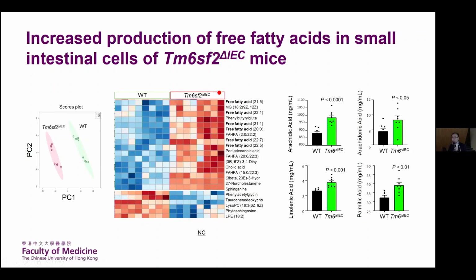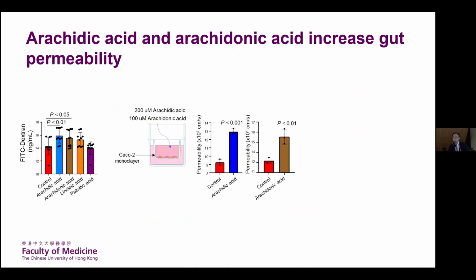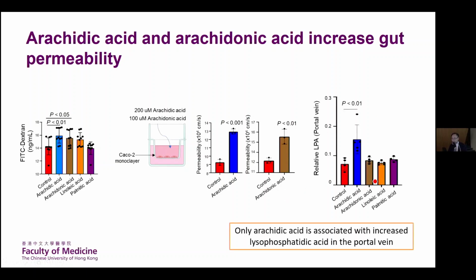So this time we performed a lipidomic analysis to look at the changes. We identified several free fatty acids that are particularly upregulated, and the most dominant one is actually arachidic acid. Arachidic acid and arachidonic acid in isolation, when added to our transwell experiment, would increase gut permeability. So we think this is part and parcel of the effects of LPA and also gut microbiota changes. However, upon further analysis, only arachidic acid was associated with increased LPA in the portal vein. So we think this is the main pathway being involved.